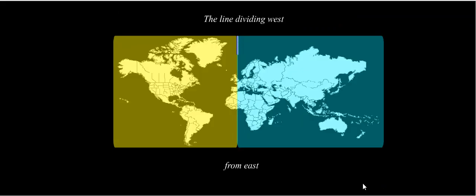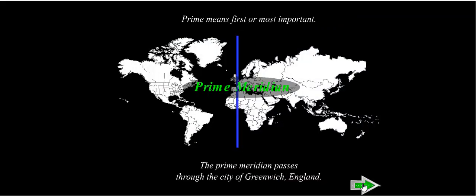The line dividing west from east is called the prime meridian. Prime means first or most important. The prime meridian passes through the city of Greenwich, England.